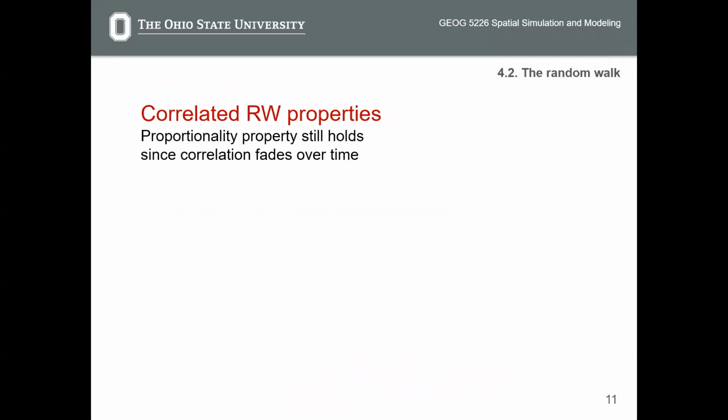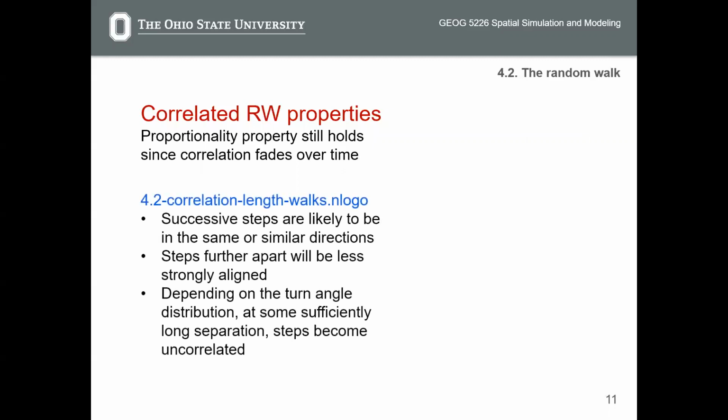And the correlated RW properties: the proportionality property still holds, since correlation fades over time. What does it mean? Let's just do this. I'll stop here, and I will start introducing this part about the correlated random walk properties from the start of the next video.